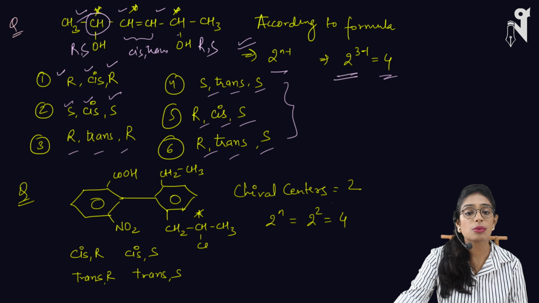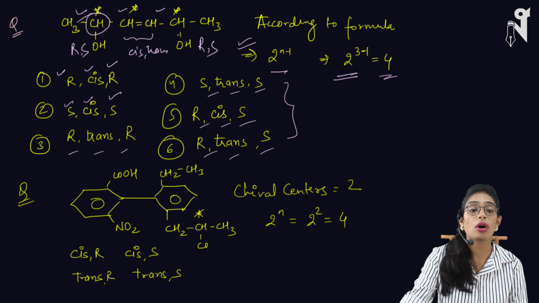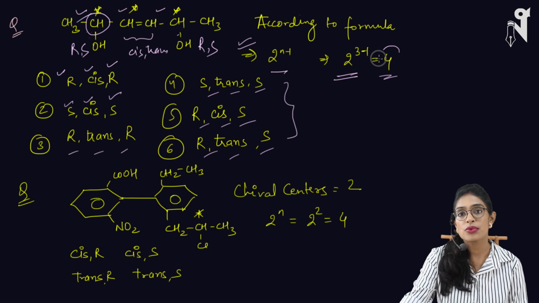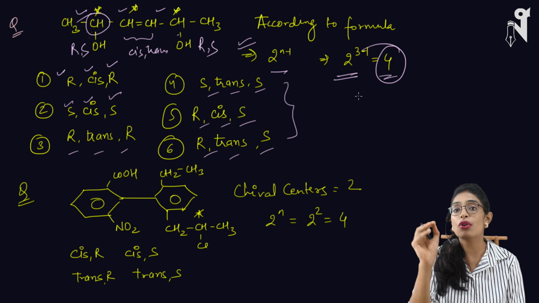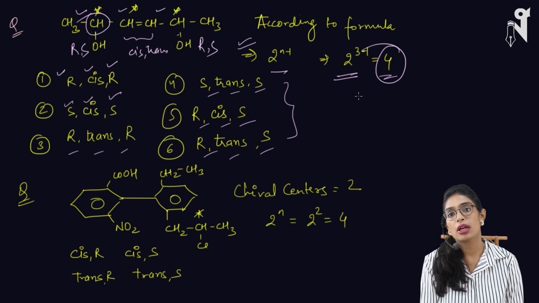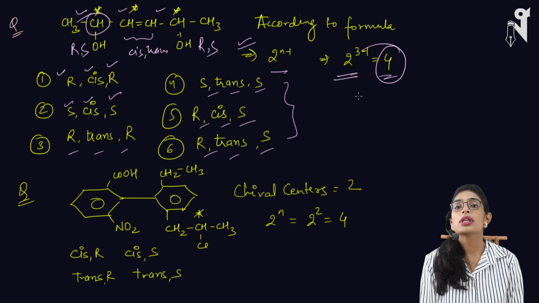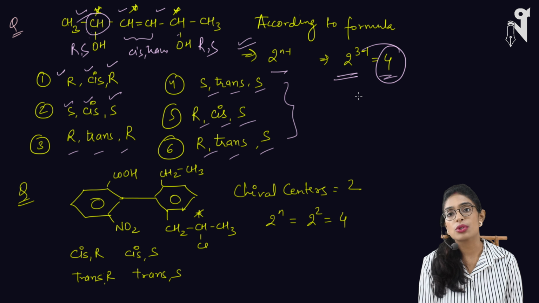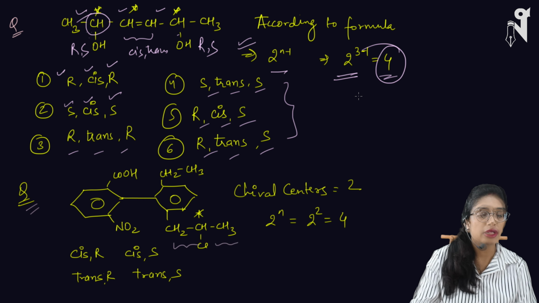So these are the 6 possible structures which can be formed, but the formula says 4. So here is the example where your formula can be wrong, and you have to actually go and check whether it is giving you the same number of stereoisomers or not. Okay, so look at the next compound.